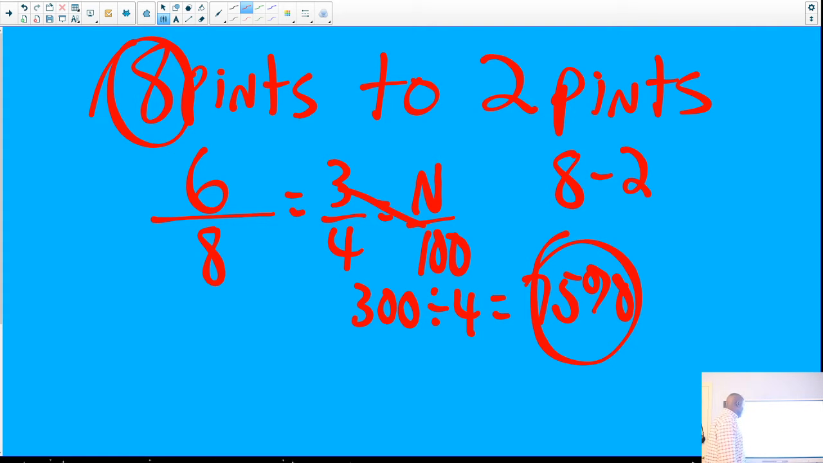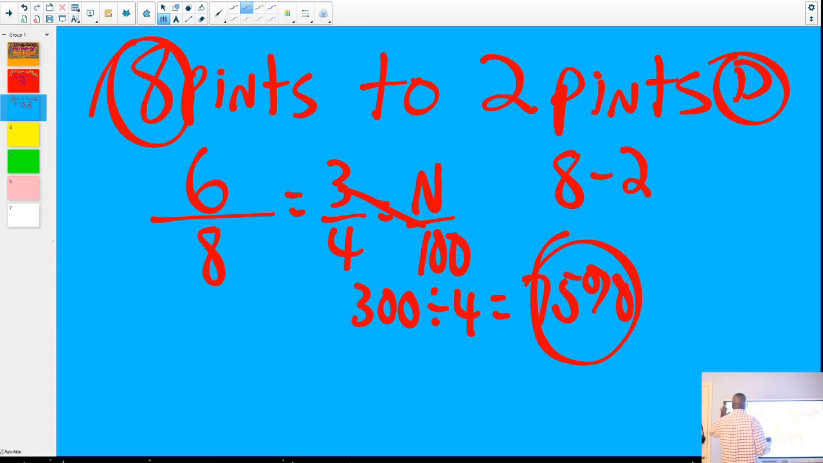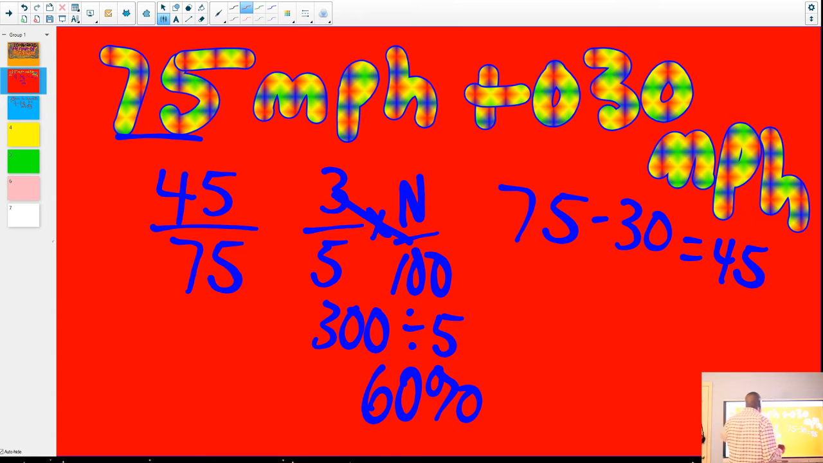Simple. You subtract. I said 8 minus 2. Mr. Gill, where'd you get 8 from? Duh. Where'd you get 2 from? Duh. From 8 pints down to 2 pints, that's a decrease too. Make sure you're aware of that. It's a decrease. This right here, let's go back. This right here, 75 to 30, that's a decrease.